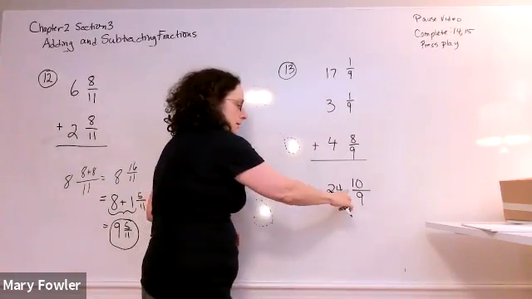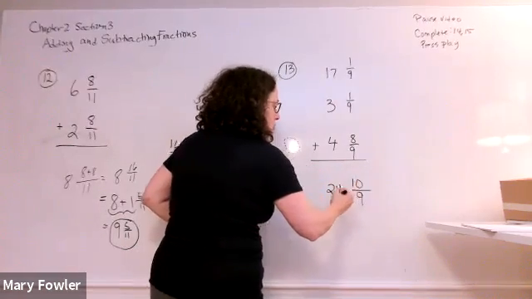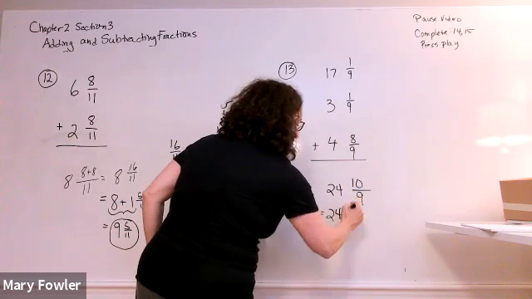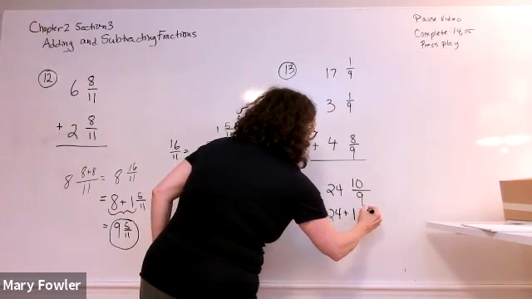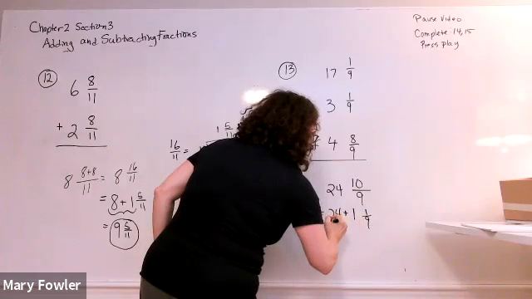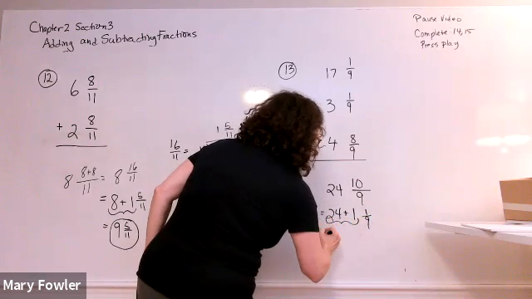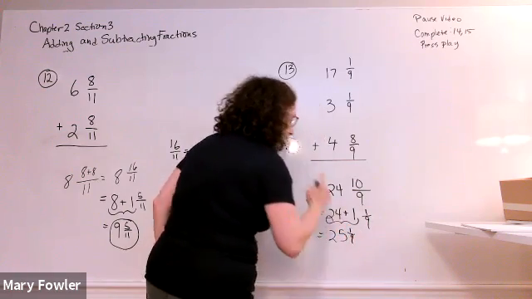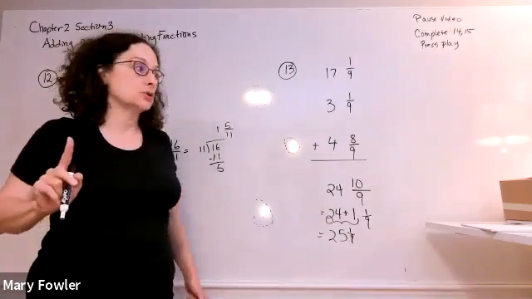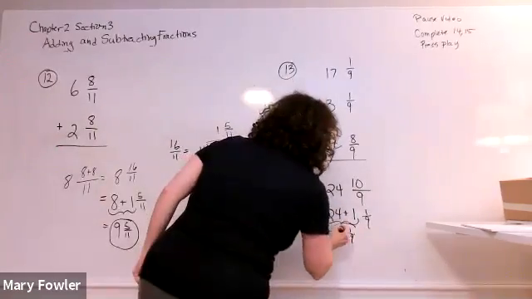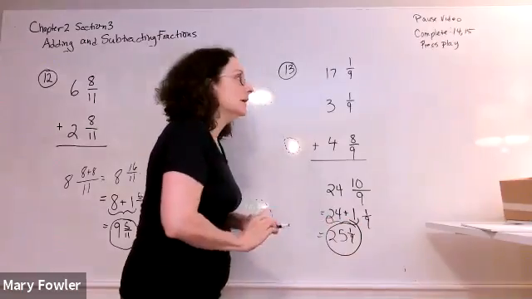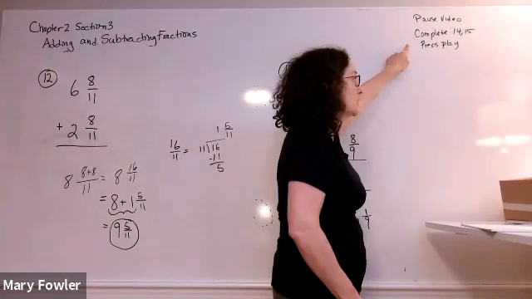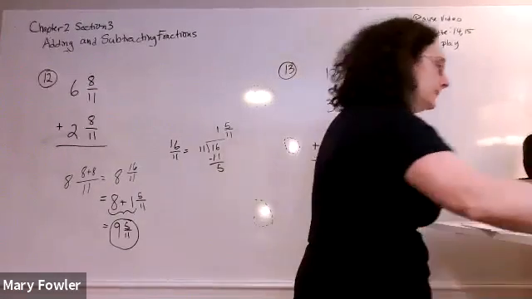So converting 10 ninths to 1 and 1/9, 9 goes into 10 one time, and there's 1 left over. And then grouping the 24 and the 1, we get 25 and 1/9. Checking to see if 1/9 is in lowest terms, and it is. We circle our answer. Okay, so if you can please pause the video, complete problems 14 and 15 on the worksheet, and then press play.